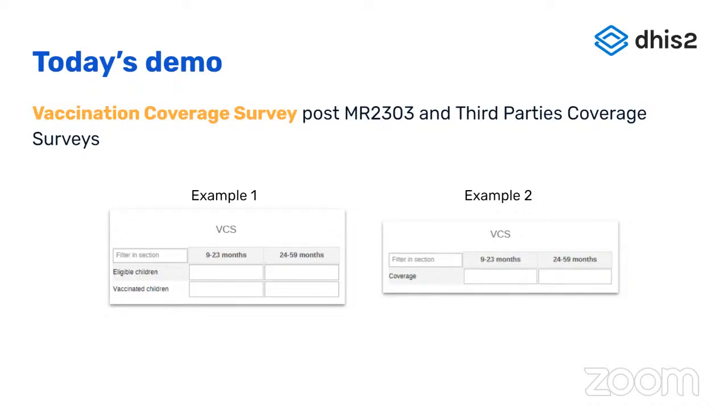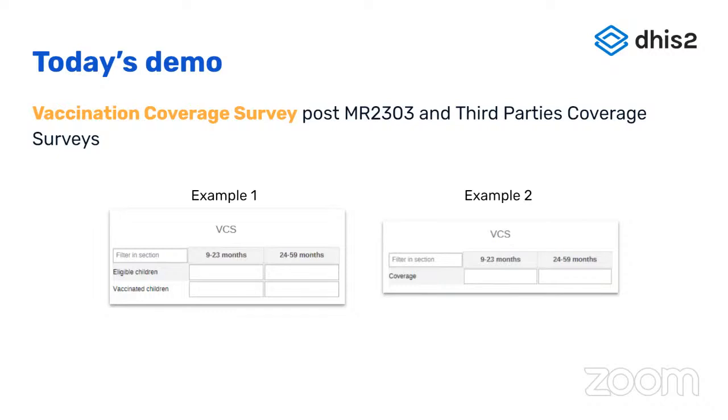This particular data set was designed to maintain the most simplistic design ever. Here we have two examples. So either it has two basic data elements: how many children, depending on your target population, were eligible, and how many vaccinated children. So you can have your coverage.